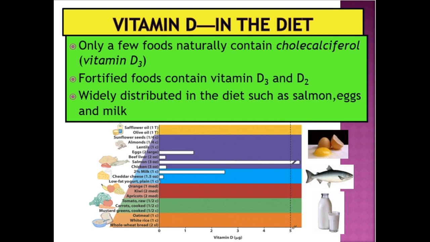For example, milk is often fortified with vitamin D, and calcium may be added to fruit juice. These foods are meant to improve nutrients and add health benefits. Vitamin D is also widely distributed in the diet, such as in salmon, eggs and milk. So naturally, vitamin D can be found in salmon, egg and milk.